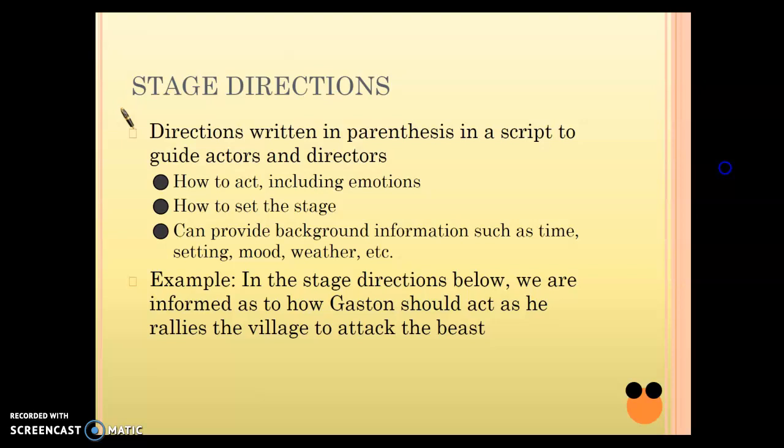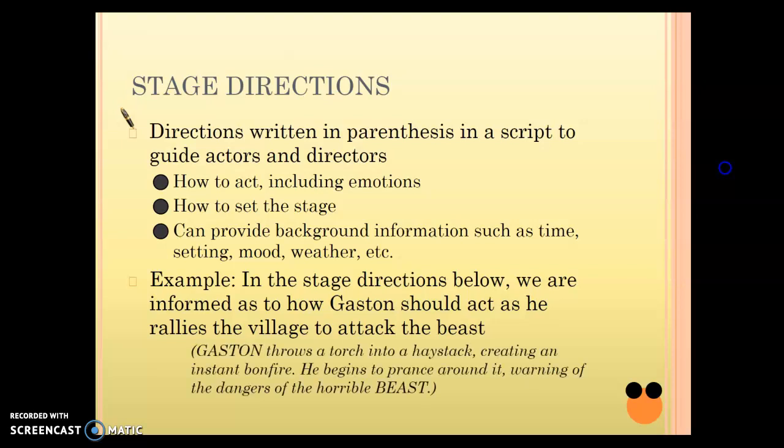For example, in the stage directions below, we are informed as to how Gaston should act as he rallies the village to attack the beast.